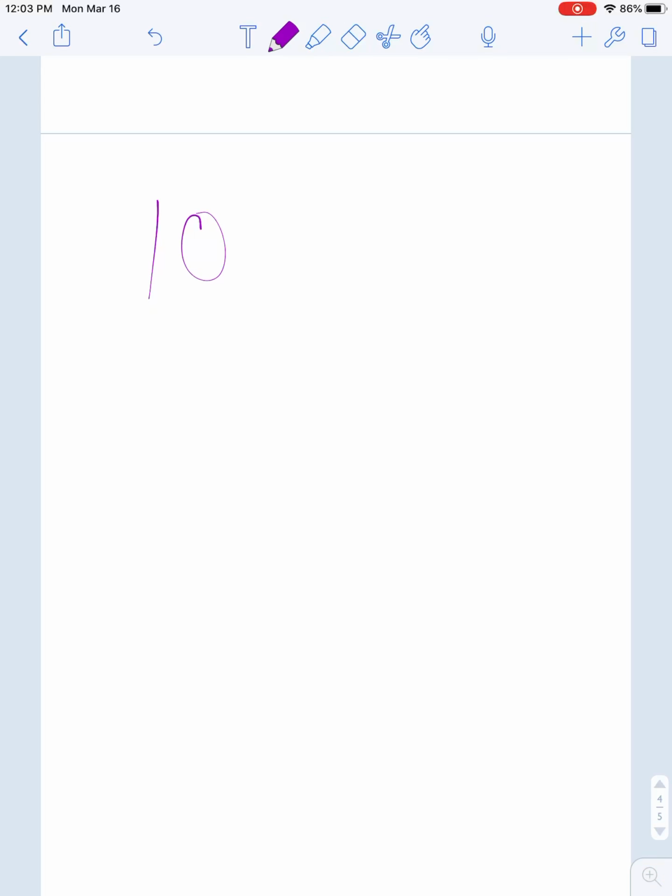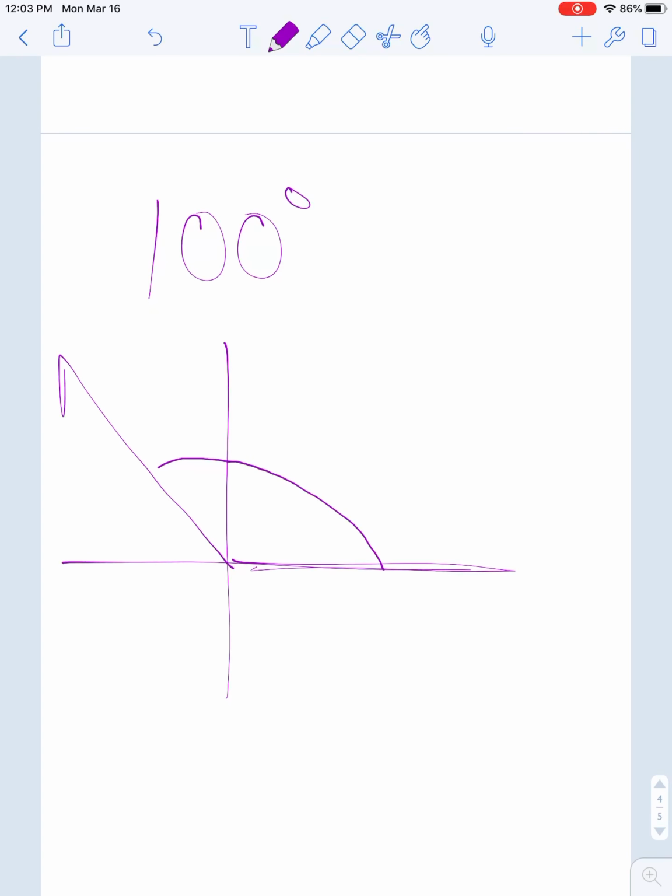So let's make it nice and easy so I don't screw up my math. 100 degrees. Think about what quadrant it's going to be in. I'm going to start here. It's a positive angle, so I'm going to rotate up and around. I'm at 90. I need to go a little bit more. There's 100 degrees.